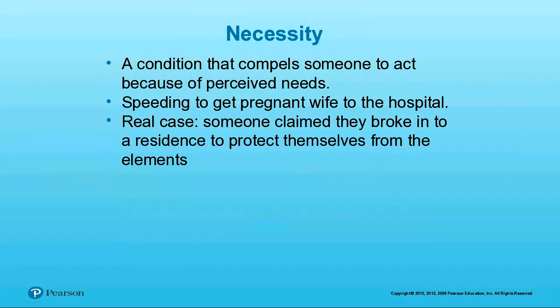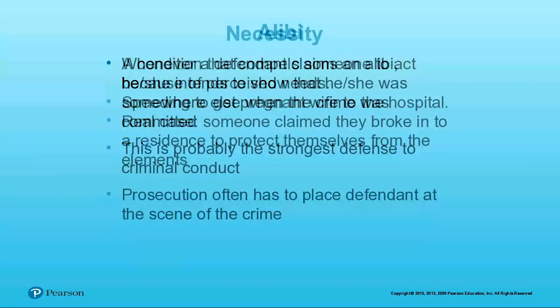Then you have the defense of necessity, and it says I had no other choice but to commit the crime, meaning they had to do that in order to achieve a greater good. An example of that is someone who's speeding to get their pregnant wife to the hospital. One of the real cases where it has actually been used is where someone claimed they broke into a residence to protect themselves from the elements. That's always going to be up to the jury to decide if they think the person's telling the truth. Then there's the alibi.